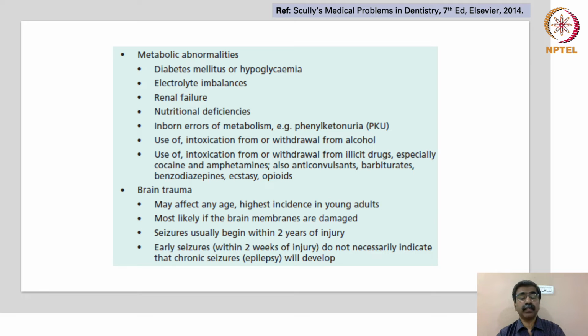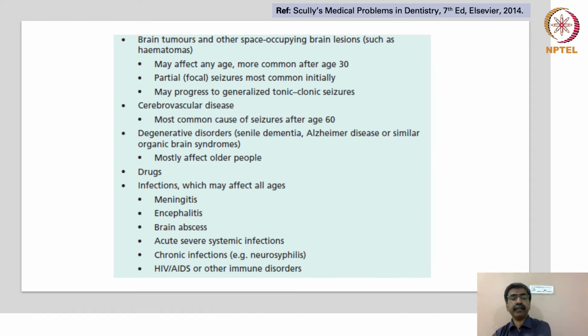Brain trauma may affect at any age, and the highest incidence is in young adults, and most likely if the brain membranes are damaged. Seizures usually begin within 2 years of injury, or there can be early seizures as well within 2 weeks of injury, which do not necessarily indicate that chronic seizures will develop.